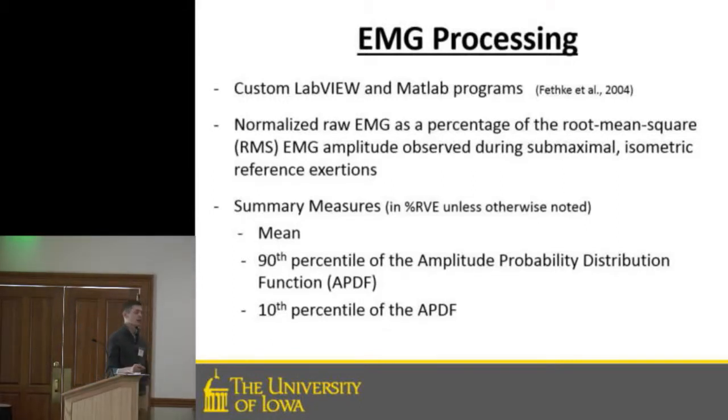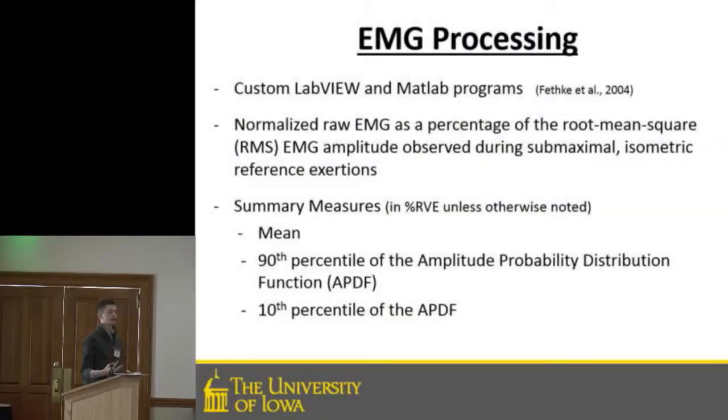Specifically, we normalized our raw EMG signal as a percentage of a root mean square EMG amplitude that we observed during submaximal reference contractions. So basically, there's 2 primary methods, at least that I'm aware of, for normalizing EMG data. One is using a maximum voluntary contraction. The other is using submaximal isometric reference contractions, and we chose to go that route because we have some other comparison data that we had, and also it's generally safer and a little bit faster to complete in the field.